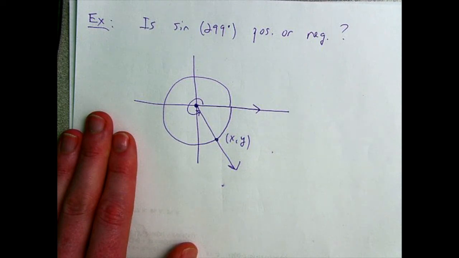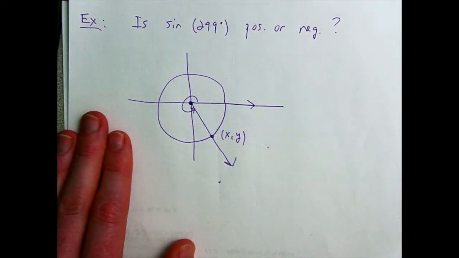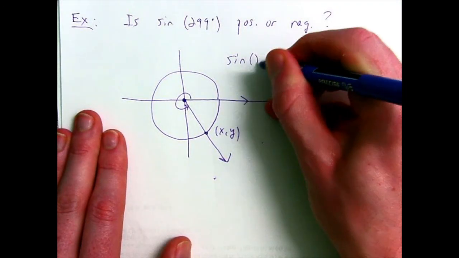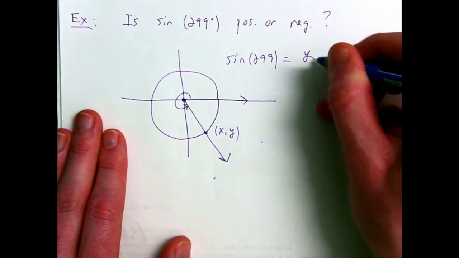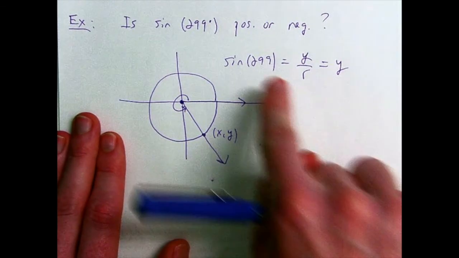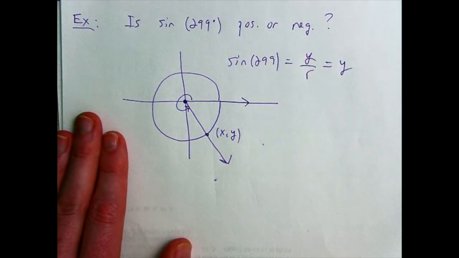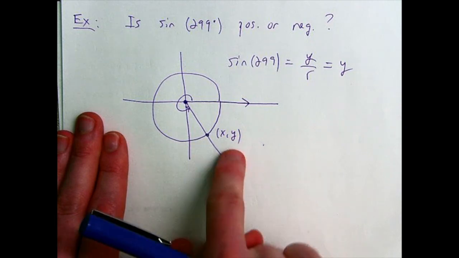Well, 270 degrees would point you straight down, wouldn't it? And 360 would be back where you started. So 299 has to be somewhere down there. I don't know exactly where it is, but it's somewhere down there. Now, that's 299. Now, we draw a circle of radius 1. Here it is, right? And we look at the coordinates of that intersection point.